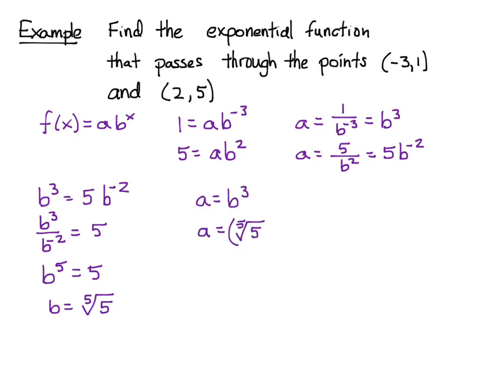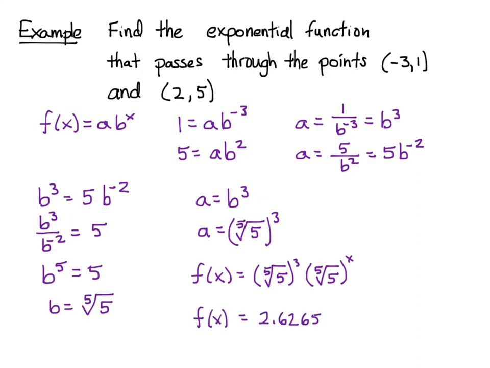Okay, so from here then, we can solve for a, because we can put the b back in either of the equations, and it looks like that first one's a little easier. A equals b cubed, so we just stick in the 5th root of 5 and cube that. And so our function then is a times b to the x. Now that probably looks pretty ugly, right? So you whip out your calculator and you get something that you can operate with, and that's what it turns out to be.